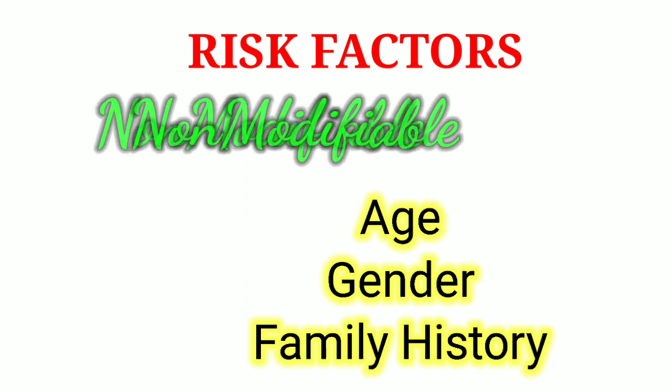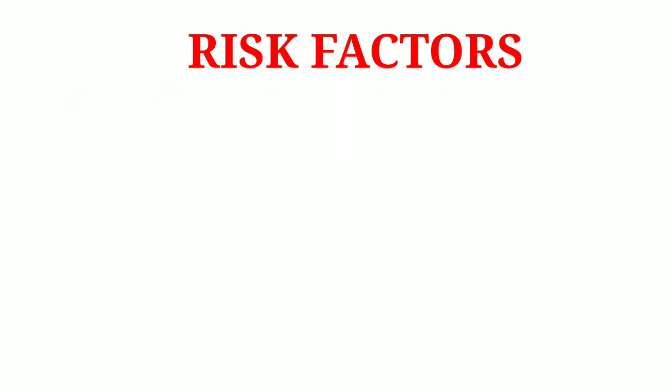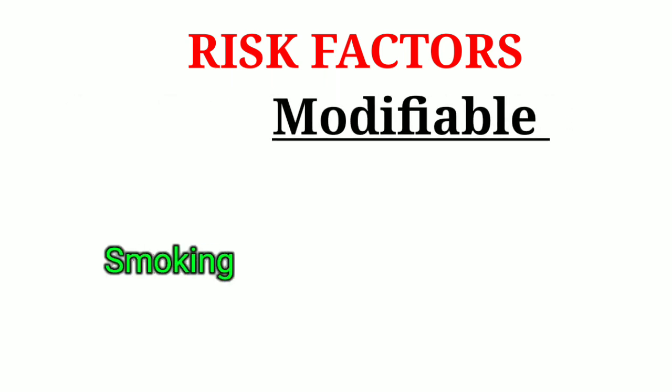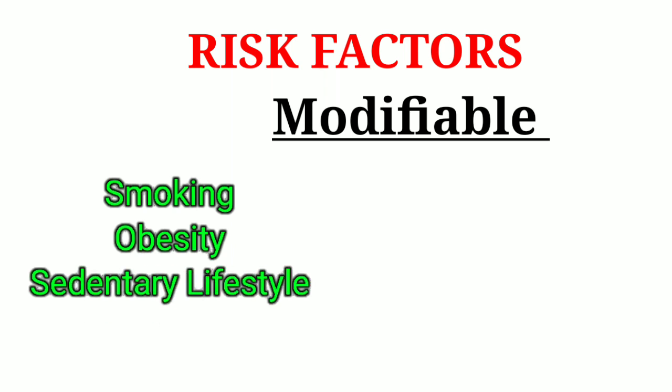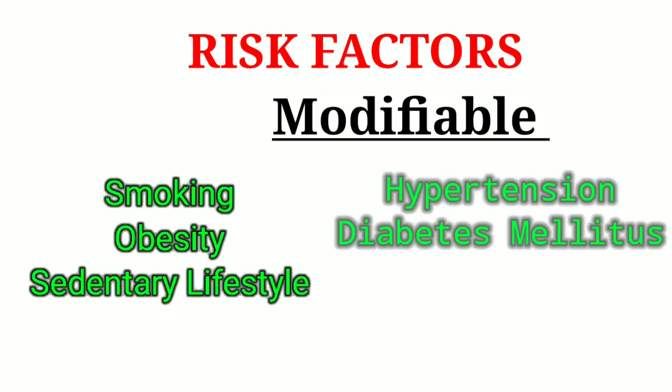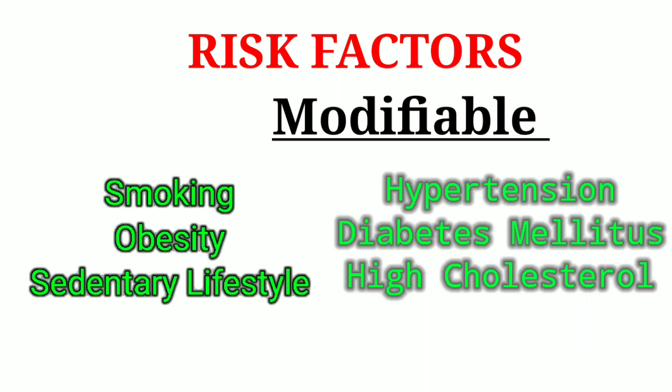But there are certain risk factors which can be modified. And what are those risk factors which become a reason for a person to develop atheroma and angina? These risk factors are smoking. You can ask the person to stop smoking, so smoking is a risk factor. Then obesity. If someone is obese and someone is non-obese, there will be a difference in the development of angina between the two.